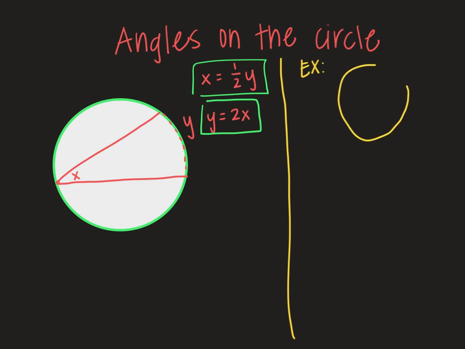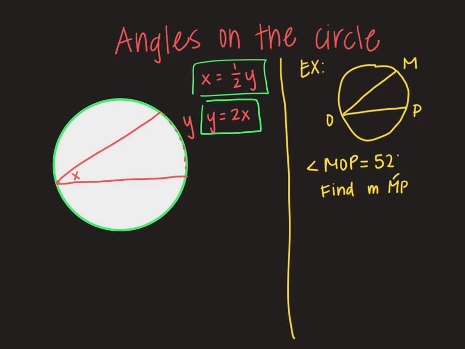So let's give an example. Say I'm given a circle with an inscribed angle. I'll use different letters. So say I know the measure of angle MOP is equal to 52. I want to find the measure of the arc MP. So since MOP is my inscribed angle, MP would have to equal 2 times my inscribed angle. So MP would equal 104. So the measure of that arc is 104.